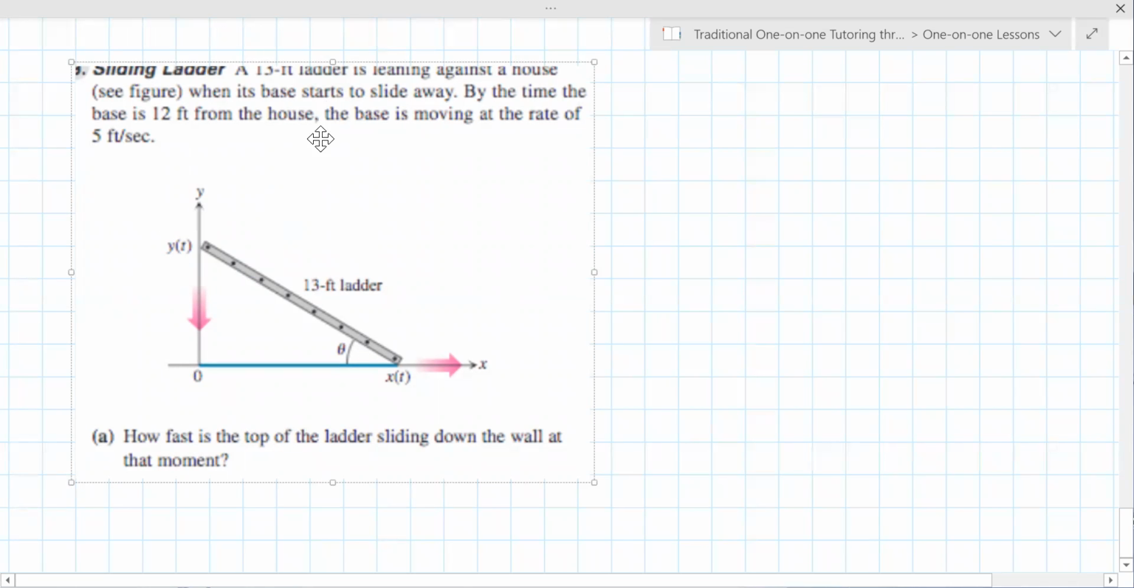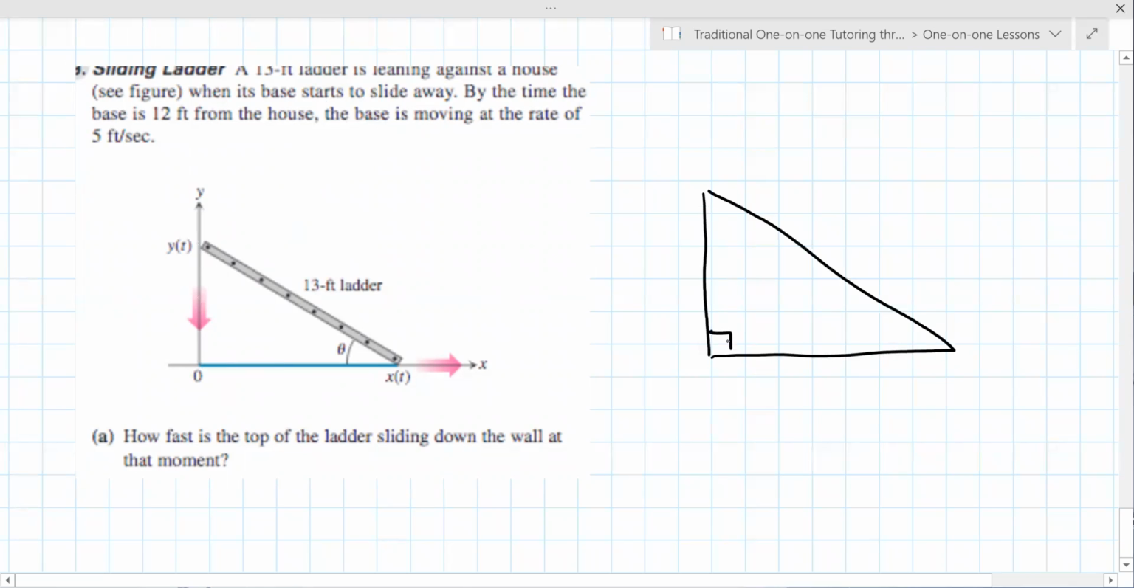So a 13-foot ladder is leaning against a house when its base starts to slide away. By the time the base is 12 feet from the house, the base is moving at a rate of 5 feet per second. Okay, so there's a triangle here. I'm just going to draw it again. And there's two sets of numbers you need. So there's the non-calculus numbers, like if it's a 13-foot triangle and it's 12 feet from the house, the other side is 5.